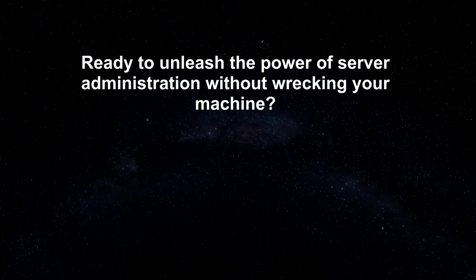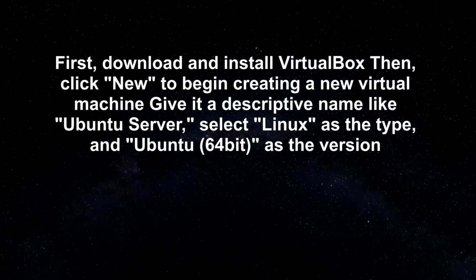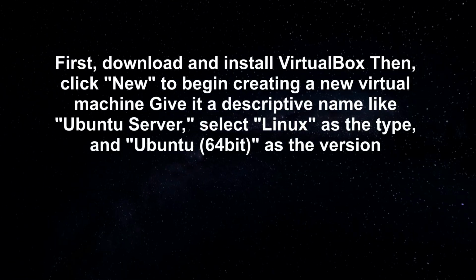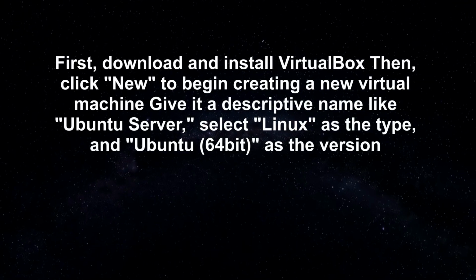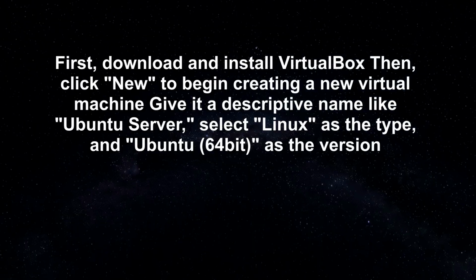Ready to unleash the power of server administration without wrecking your machine? First, download and install VirtualBox, then click New to begin creating a new virtual machine. Give it a descriptive name like Ubuntu Server, select Linux as the type, and Ubuntu 64-bit as the version.